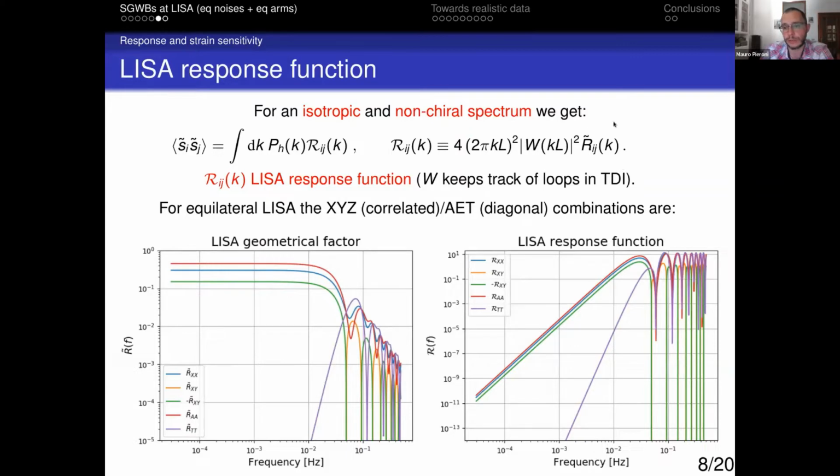Then there is a factor here, this R tilde, which is just carrying geometrical information depending on which kind of TDIs I want to use. And there is also this other factor, the W, which, on the other hand, keeps track of loops in the definition of my TDI variables. In this left plot here, I'm showing you the geometrical factors for different TDI variables. As you can see, for most of them, it has a very simple structure. It's just flat at low frequency, and then it goes down at larger frequency. So basically, you can think of this as some kind of low-pass filter.